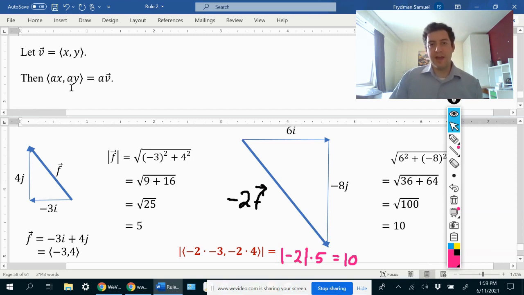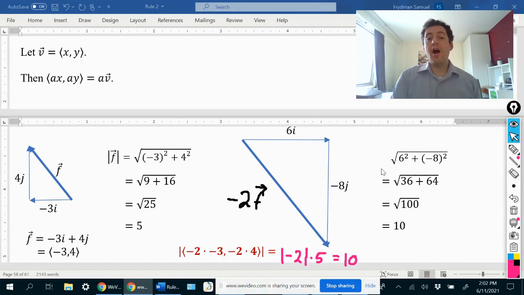components by a. And the converse of that statement is true also, which is to say that it's also true the other way around. If we have some vector v and we multiply that vector by some number a, and then we ask ourselves, what would be the components of the new vector that we get? The components of the new vector would just be a times the components of the original vector, ax and ay.